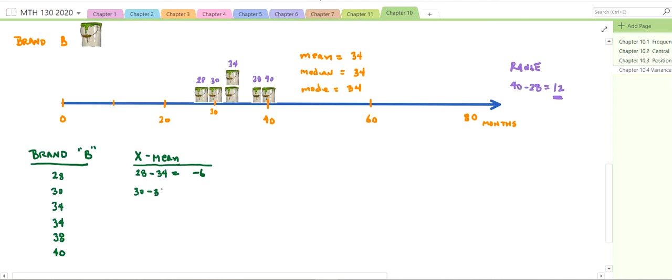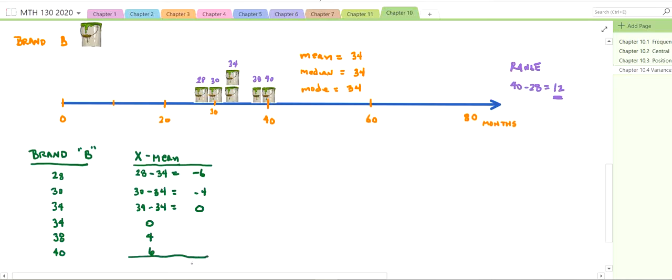30 minus 34 equals minus 4. 34 minus 34 equals 0. And I can continue with the other three. Again, 34 is 0. 38 minus 34 is 4. And 40 minus 34 is 6. So minus 6, minus 4, 0, 0, 4, and 6 are how our brand varies from the mean.